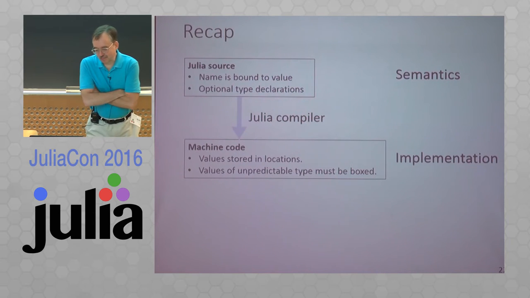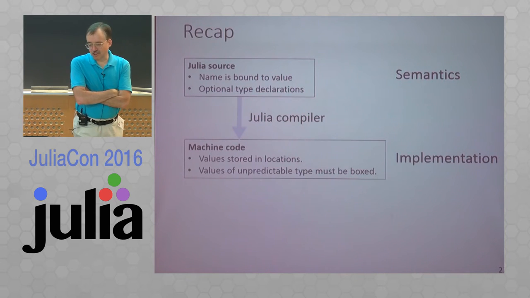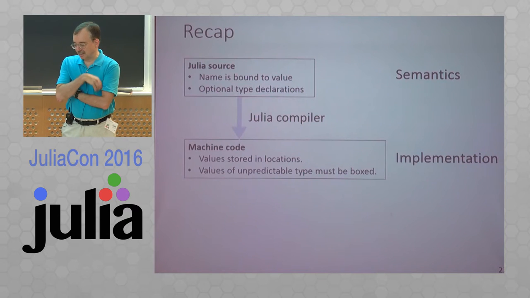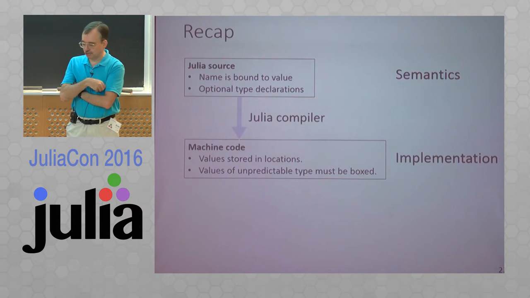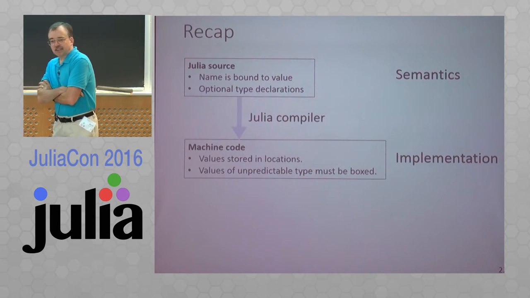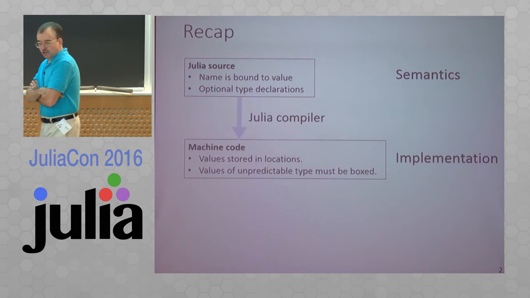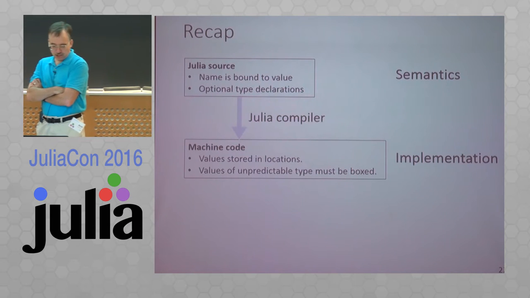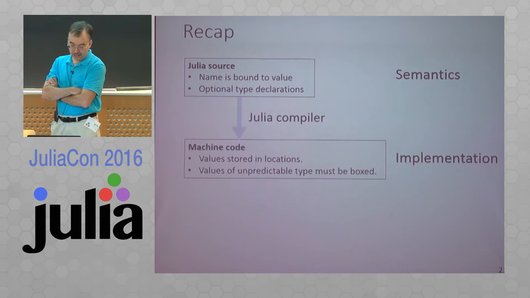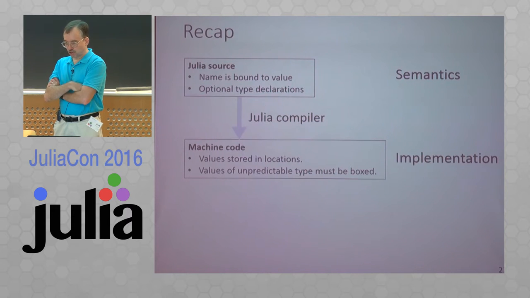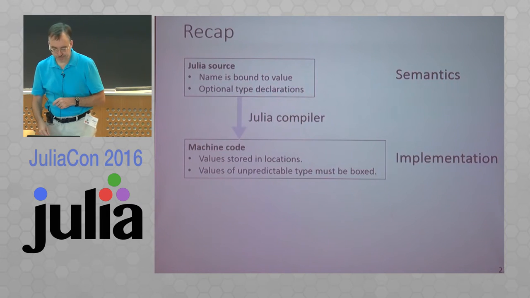All right. So just to recap, in Julia source, the names are bound to values, and type declarations are optional. Then the Julia compiler takes that source and turns it into machine code where values are stored in locations. And if the compiler can't determine precisely what the type of the value is, then it's going to have to store it and put it in a box.